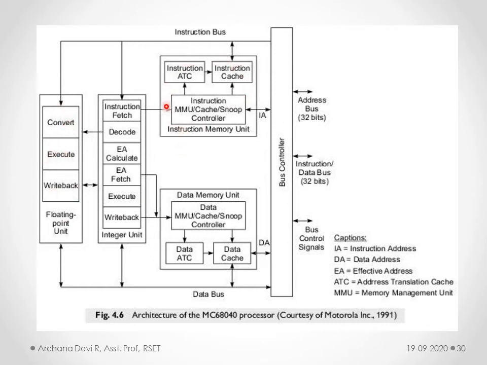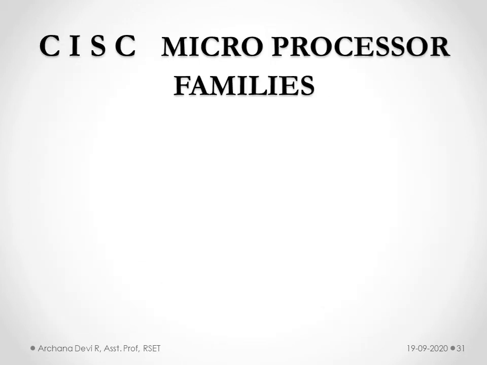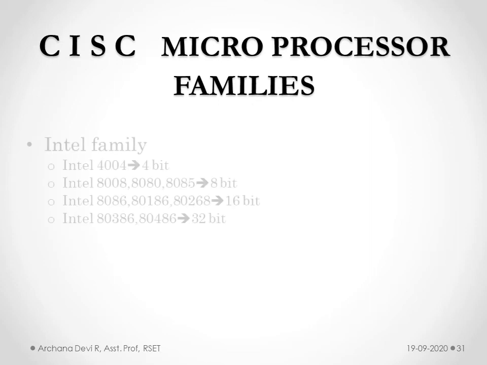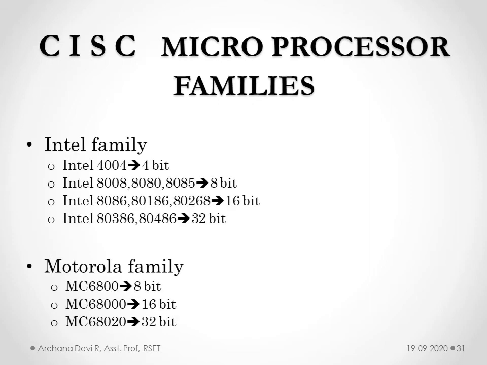And this is an instruction memory unit, and this is a data memory unit. Both have separate controllers, and both have separate caches as well. With the help of ATC, it achieves the conversion of virtual address to physical address. So you have separate buses for instruction and data, each 32-bit wide. So this is the architecture diagram of the Motorola processor. Now some of the common CISC microprocessor families, we have Intel family and Motorola family. These are some of the popular ones with their bit specification.